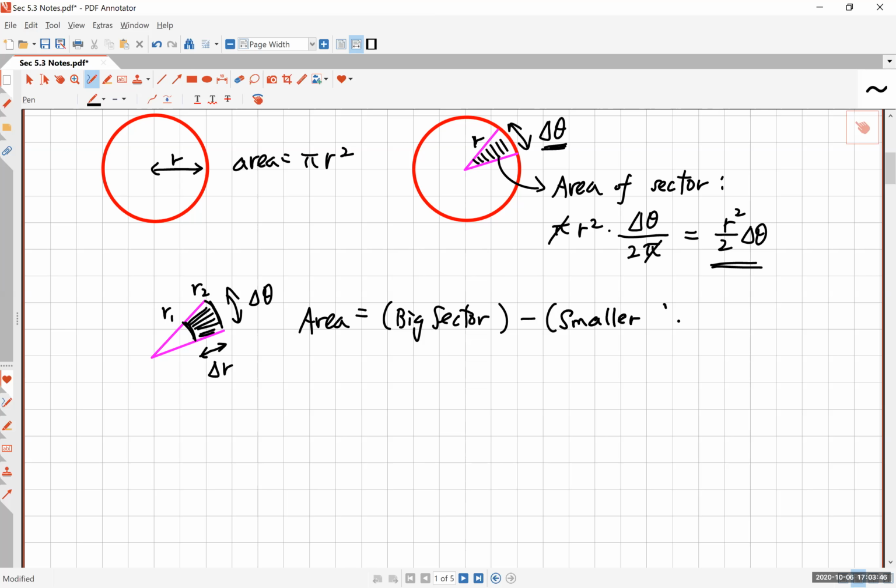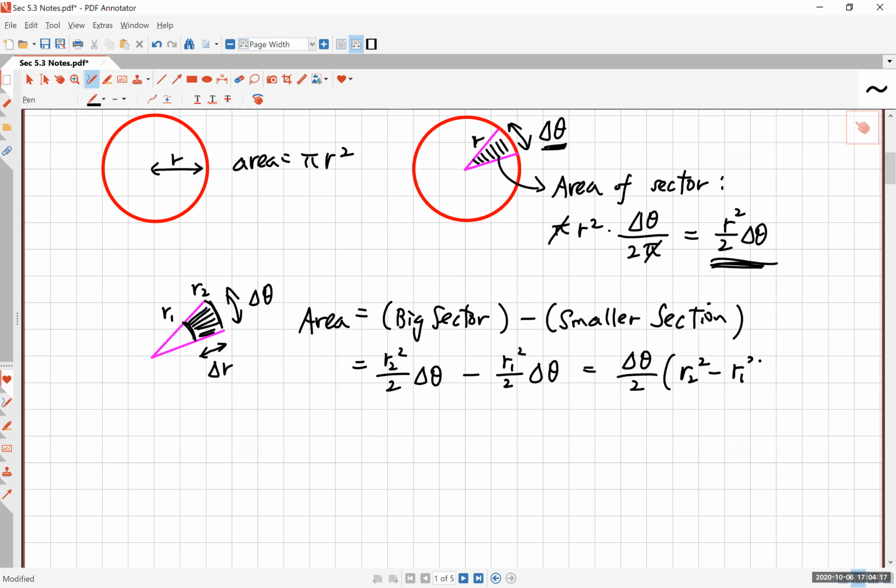This is just like your old geometry class from years ago. All right, so the big sector has R2 square over 2 delta theta. That's the area based on this equation. The smaller circle, of course, is similar, R1 square over 2 times delta theta. And this, of course, you can factor out delta theta over 2, and then basically what you have is R2 square minus R1 square.